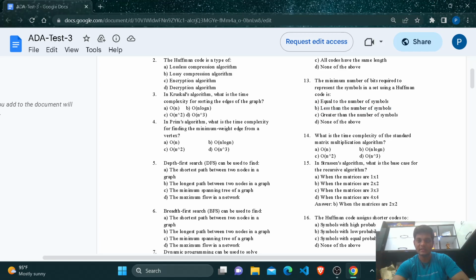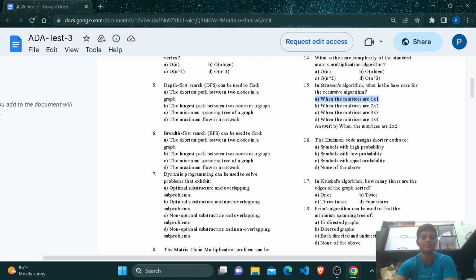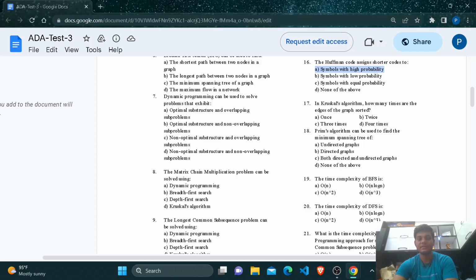14th question is the time complexity of standard matrix multiplication algorithm. So its time complexity is n cube. In Strassen's algorithm, what is the base case for the recursive algorithm? So yeah, the base case is when the matrices are of order 1 cross 1. 16th question is Huffman codes assign shorter codes to symbols with high probability. Next question, in Kruskal's algorithm, how many times are the edges of the graph sorted? So yeah, only once it is sorted.